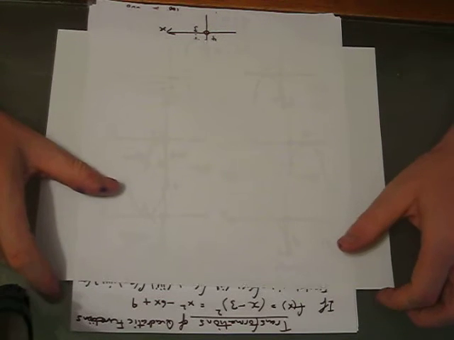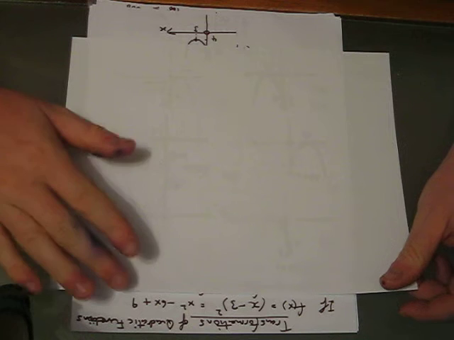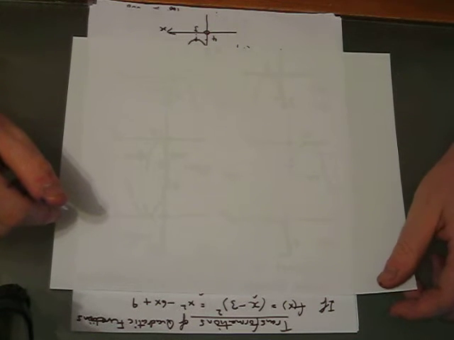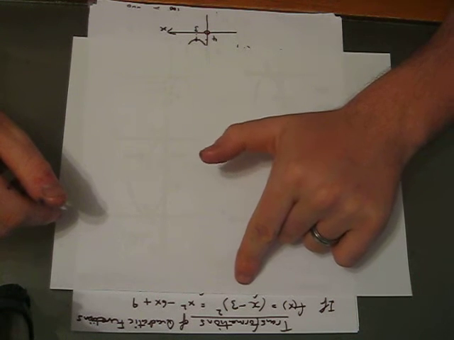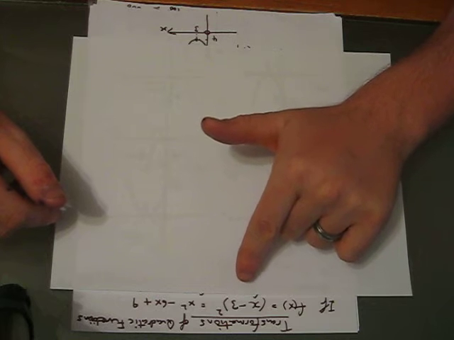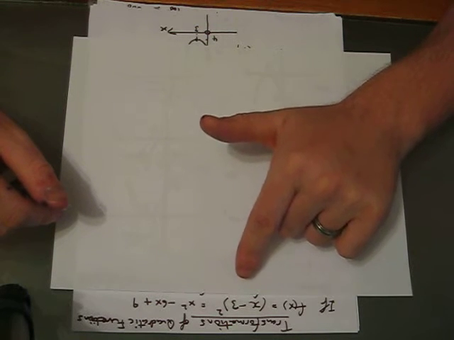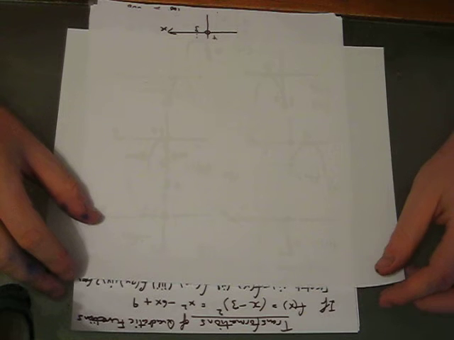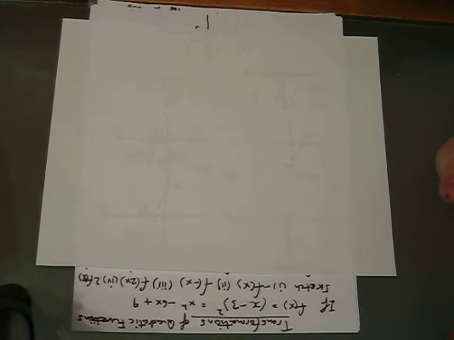plus 9, so you can see quite clearly that it's got a y-intercept of 9. You should know that this is going to have roots or zeros of 3. It's a repeated root, so it's just going to touch the x-axis. Let's look at the difference between some transformations of this quadratic.